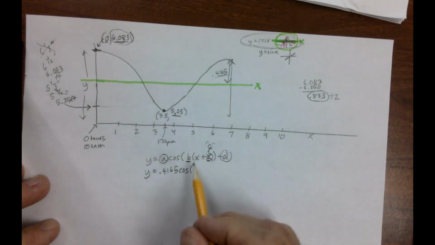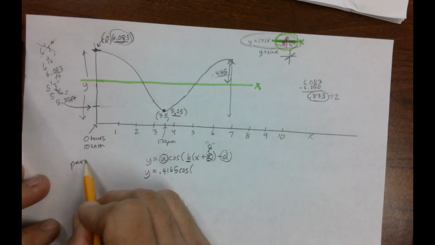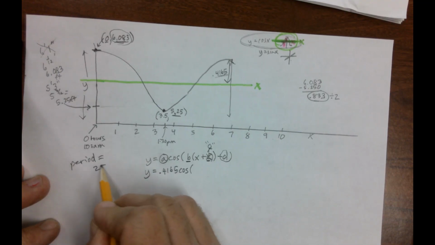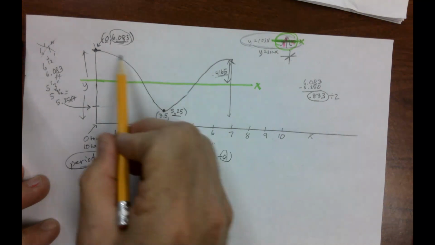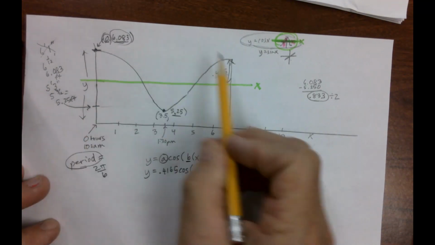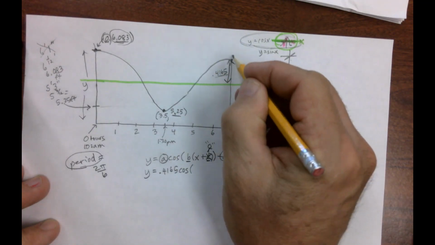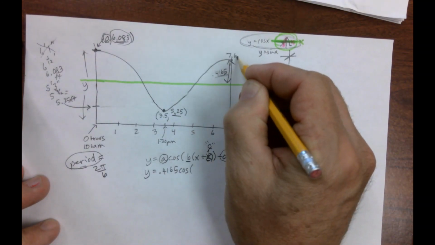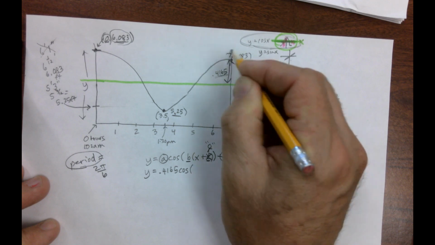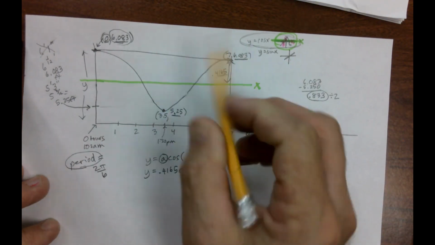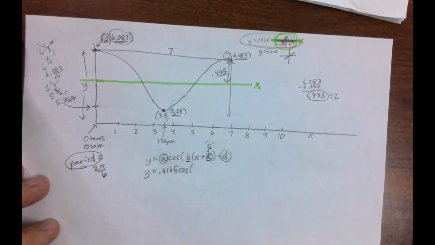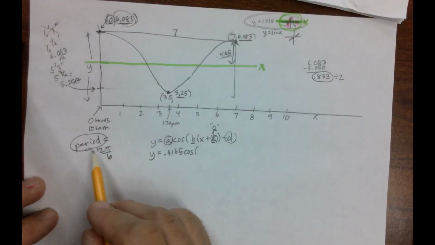If we look at this and we know that our period formula is 2 pi all over B, if we know what our period is, we can find B. And we do know what our period is. It's from 0, and again, I didn't label this, but this is 6.083, back to the high tide. So my whole period is 7. So I'm going to put that into this formula.